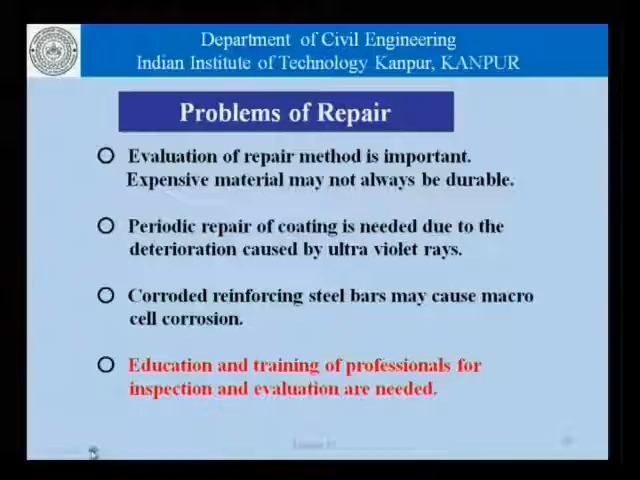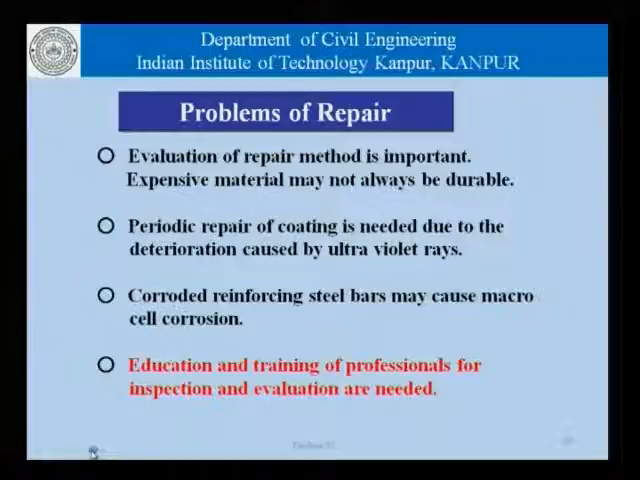When it comes to problems as far as repair is concerned, we need to evaluate the repair material and the method. Expensive materials do not necessarily mean that they are durable in all environments. Periodic repair of coatings is needed due to the deterioration that may be caused by ultraviolet rays. Corroded reinforcement steel bars may cause macrocell corrosion, and education and training of professionals for inspection and evaluation is something which is very, very important.